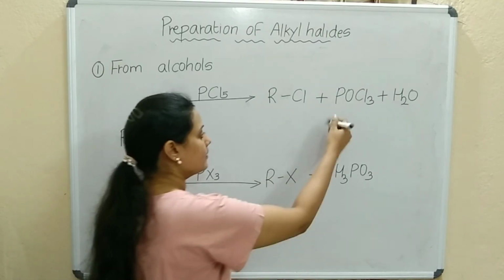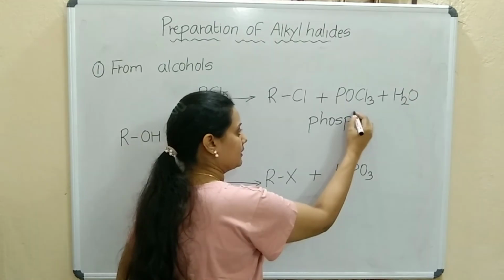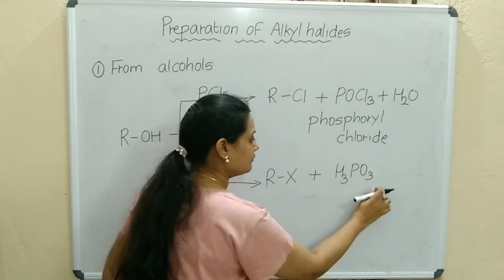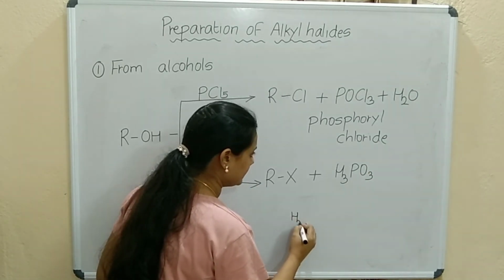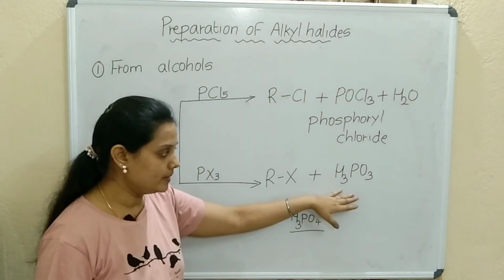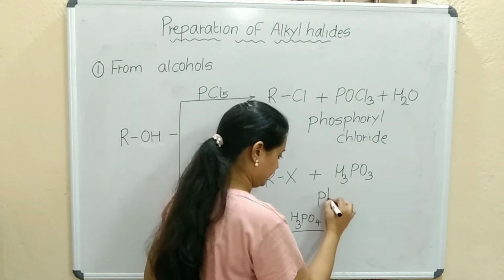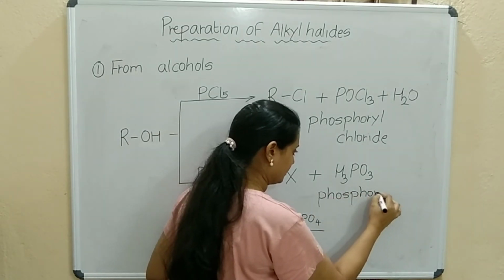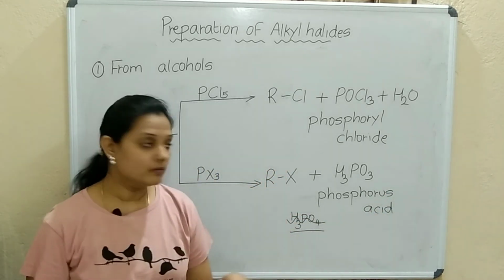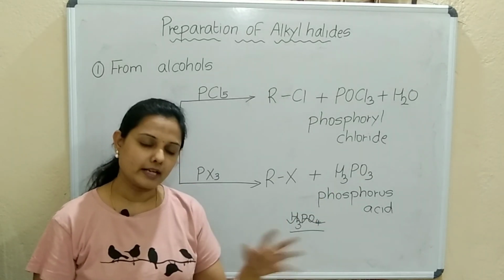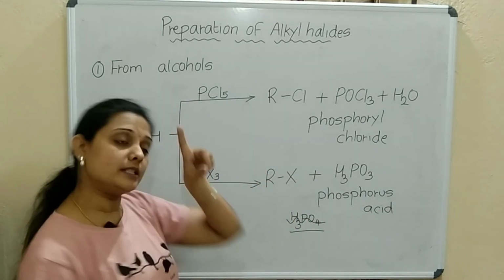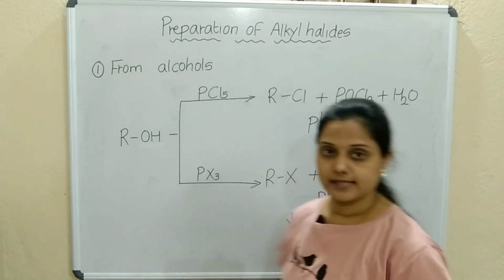What is the name of this compound? Phosphoryl chloride. What is the name of this? I'll give you one more question. H3PO4, this you will know. Phosphoric acid. So this will be phosphorus acid. Bigger numbers, PO4, PO3, which is bigger? PO4, right? Ric for greater numbers, Rus for smaller numbers. So here we complete the first preparation from alcohols.